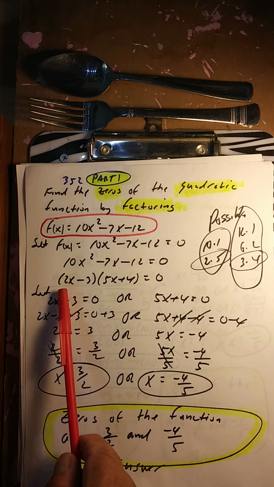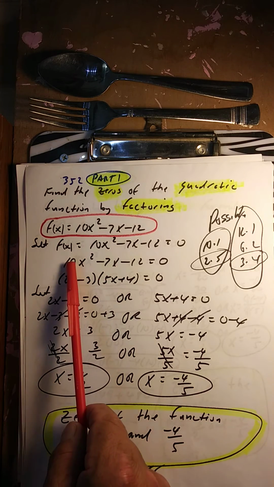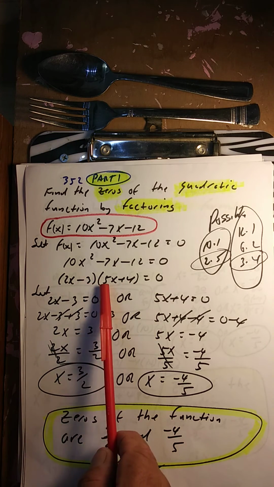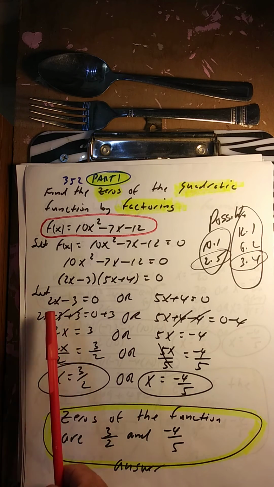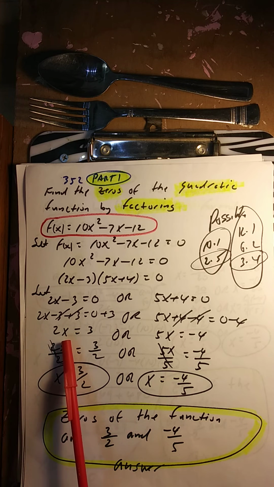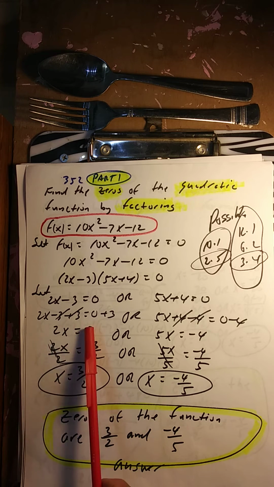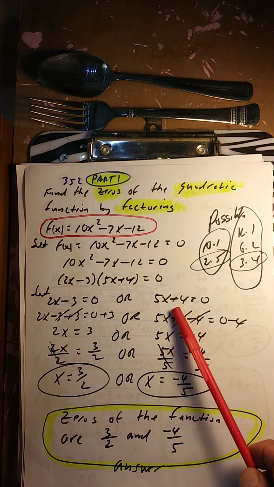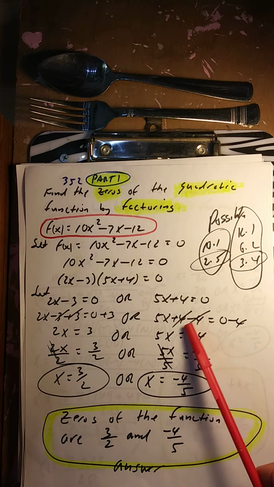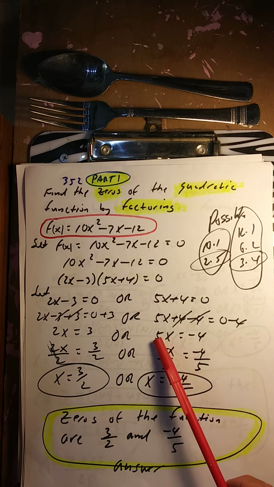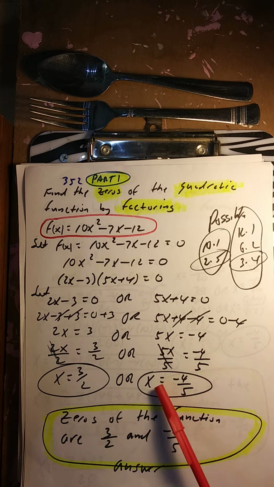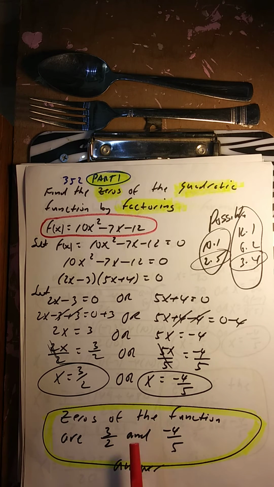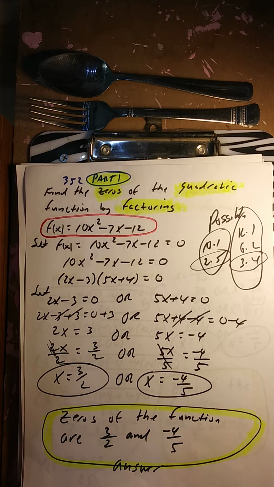Possible numbers work here. We ended up with 2x, and that is 10x squared. That one and that one is negative 12. And then 8 minus 15 was negative 7. So then from there, 2x minus 3 equals 0. Add 3, 2x equals 3, divide by 2, x equals 3 over 2. Or same thing over here, 5x plus 4 equals 0. Minus 4, minus 4, divide. So we have 5x equals negative 4, divide by 5, so x equals negative 4 over 5. Zeros of the function are 3 over 2 and negative 4 over 5.